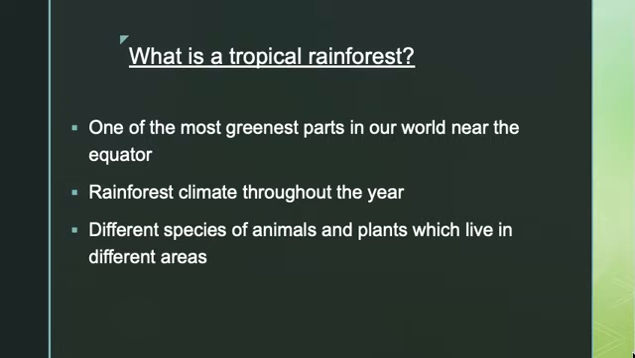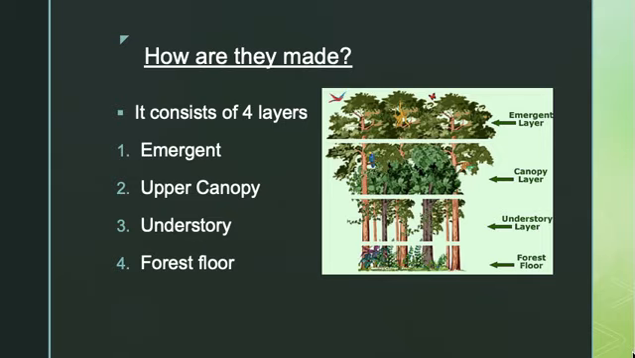There are different species of living things like animals and plants, for example, worms, bugs, reptiles, parrots, sloths, water lilies, and rubber trees. They all live in different parts of the rainforest due to the availability of sunshine and food resources. Now, you may be wondering, what exactly does different parts mean? Let's dig in and find out more. How are they made? Well, it consists of four layers: the emergent layer, upper canopy, understory, and the forest floor.